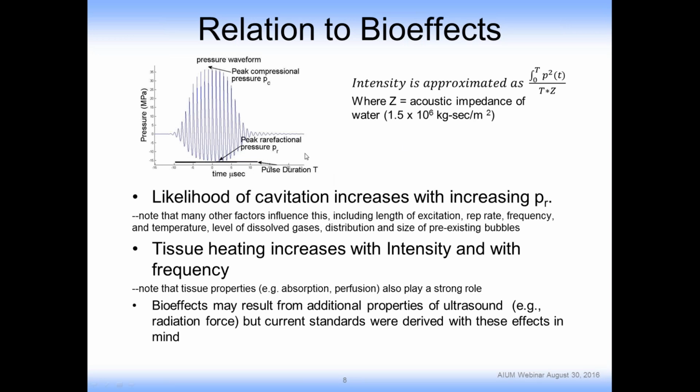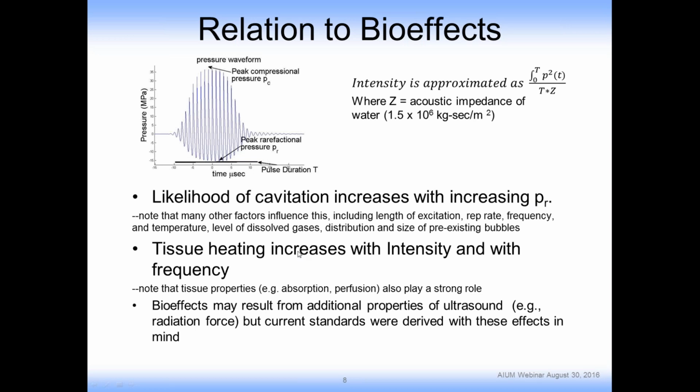These are the typical features measured in the waveform, and they're related to several different bioeffects. The first is typically cavitation, which is most directly related to this negative pressure. There are many other factors, as previously discussed, including the frequency, repetition rate, temperature, level of dissolved gases, distribution and size of any pre-existing bubbles. But in particular of interest, because it's the most direct factor, is the negative pressure in the waveform.